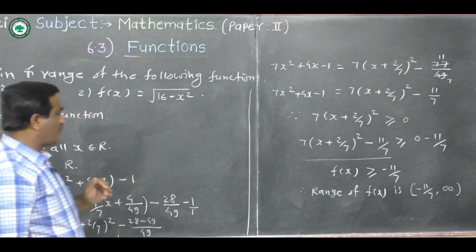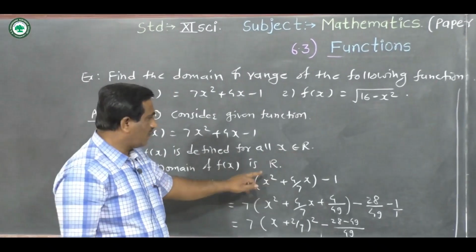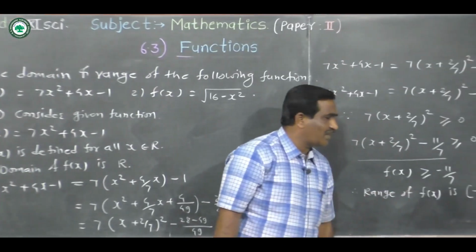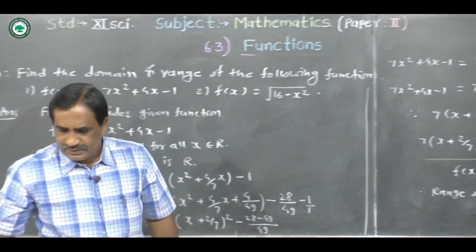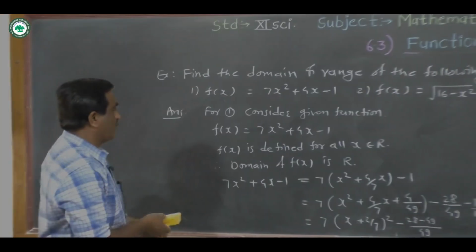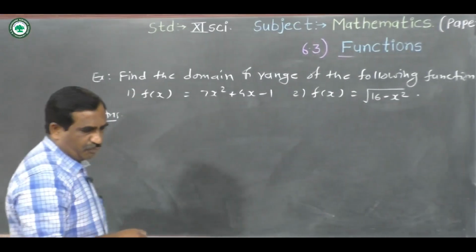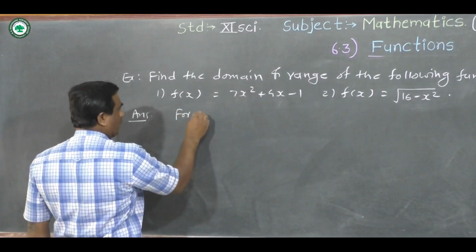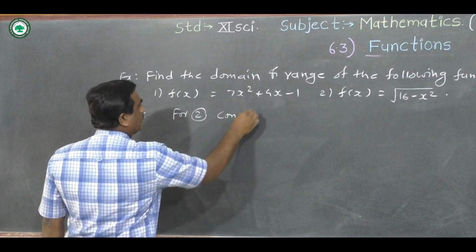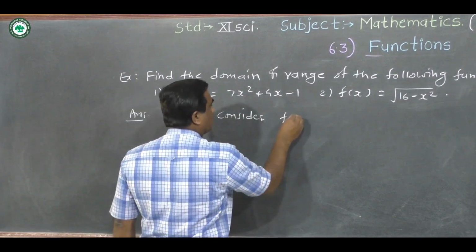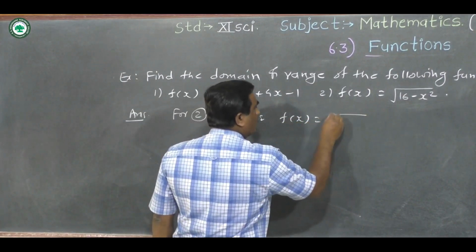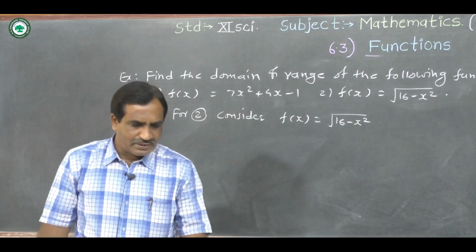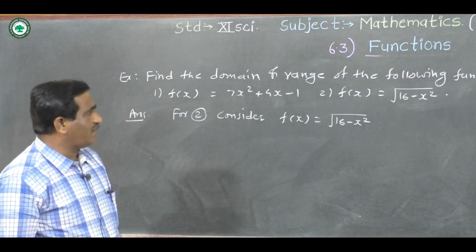Okay, domain of the function is the set of real numbers R, and range of the given function f of x is minus 11 by 7 to infinity. Okay, now we see the answer for the second function. Now consider second function f of x equal to under root 16 minus x square. Answer for second: consider the given function f of x is equal to under root 16 minus x square. Now this function is defined if 16 minus x square is greater than or equal to 0.